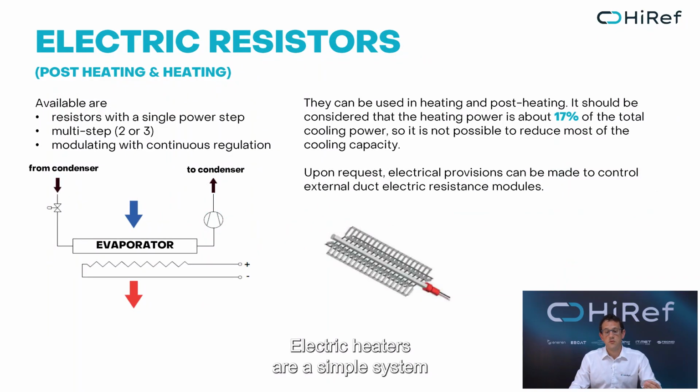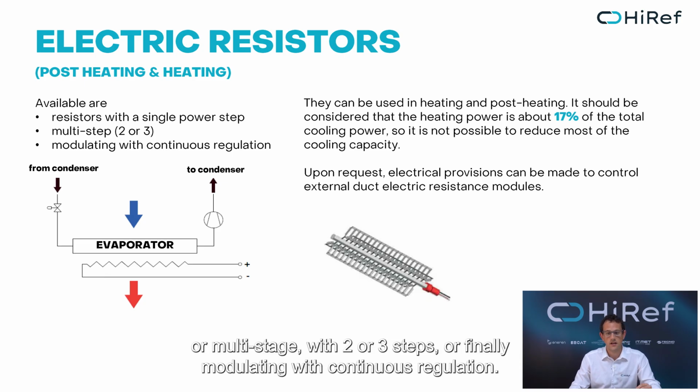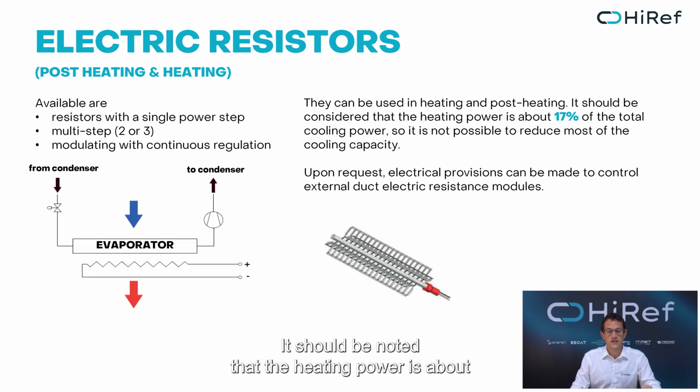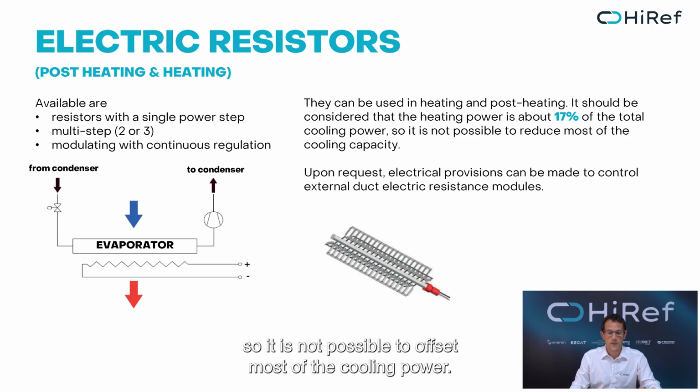Electrical heaters are a simple system used for heating and post-heating, available with different management systems: single-stage resistance, or multi-stage with 2 or 3 steps, or finally modulating with a continuous regulation. It is recommended to use a modulating electrical heater for this type of application. It should be noted that the heating power is about 70% of the total cooling capacity, so it is not possible to offset more of the cooling power.